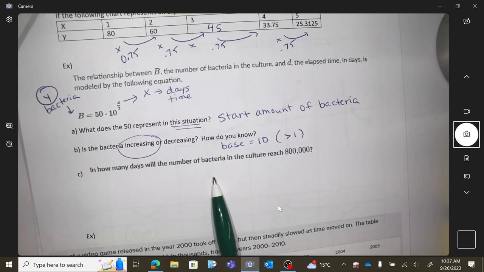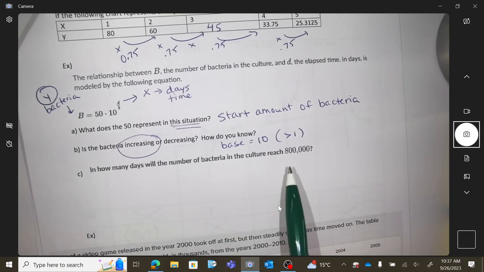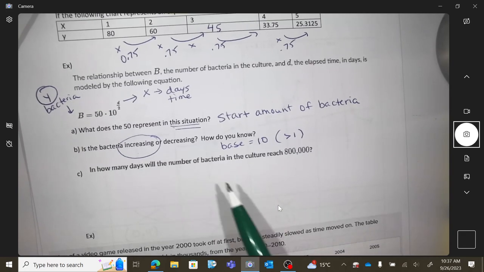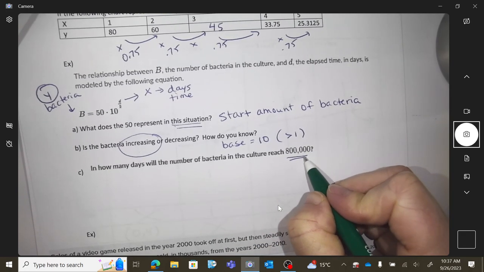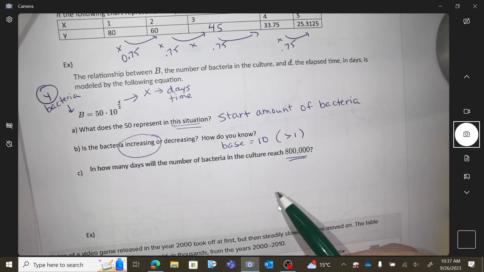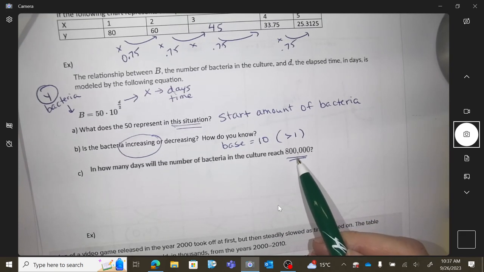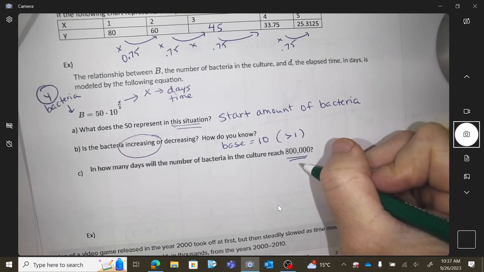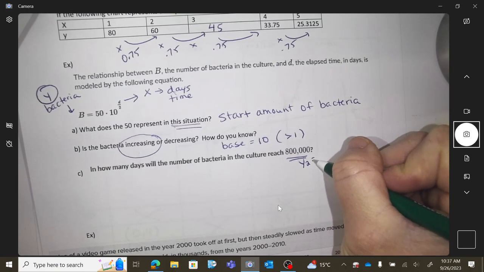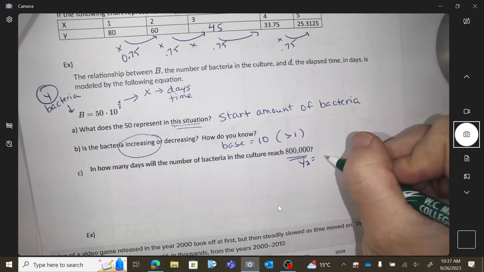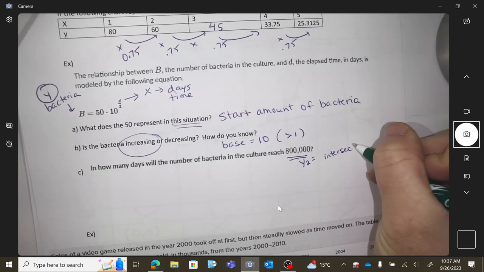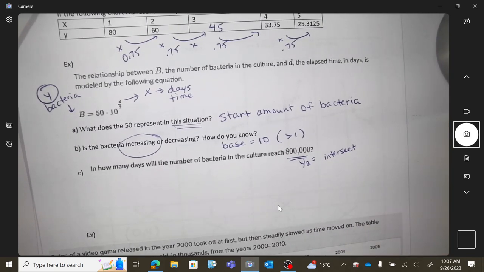How many days will the number of bacteria in the culture reach 800,000? So 800,000, is that an X value or is that a Y value? Is this days or is this bacteria? It's bacteria. So you're going to be doing a Y2 intersect.